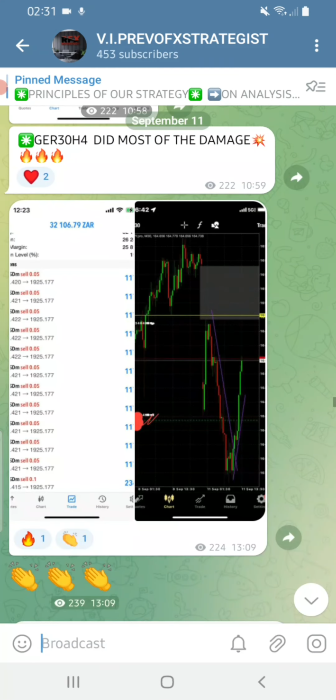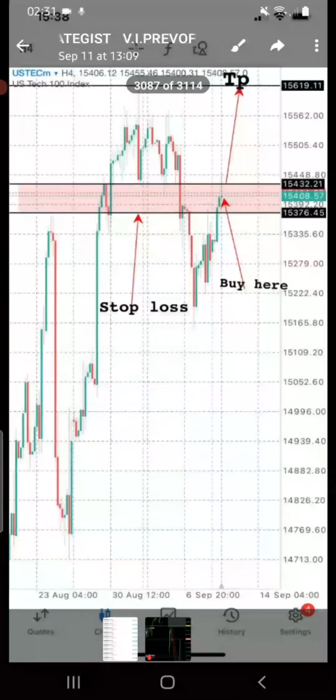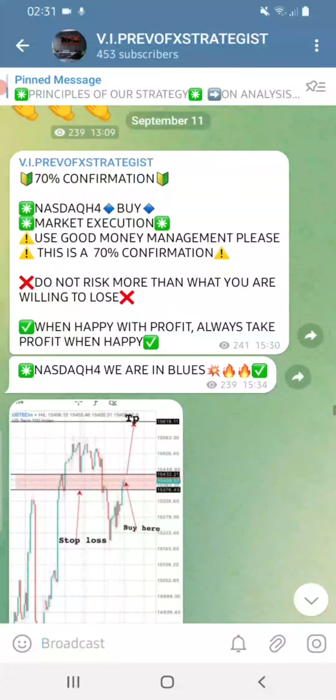Okay, and then these are the results of the students. They're trading their own analysis, as you can see. And then this was the US Tech, which is the Nasdaq. That was a buy signal. But in this case, Nasdaq retraced all the way to our stop loss, which was at 15375.45, before shooting all the way up.